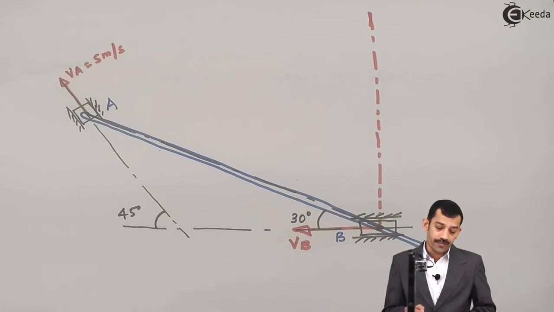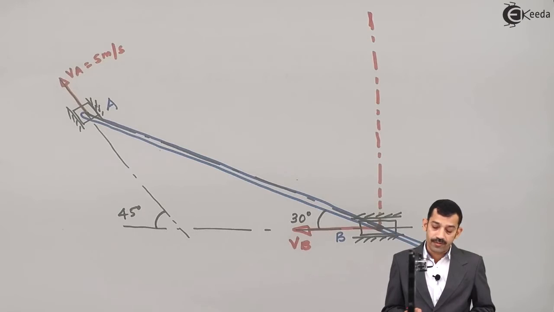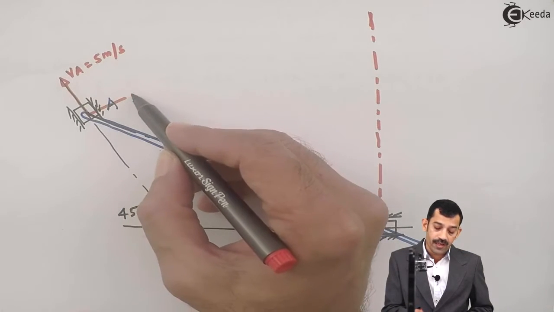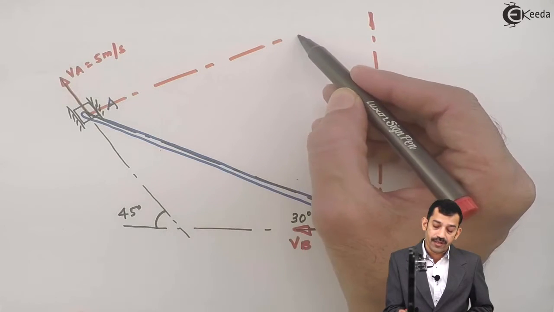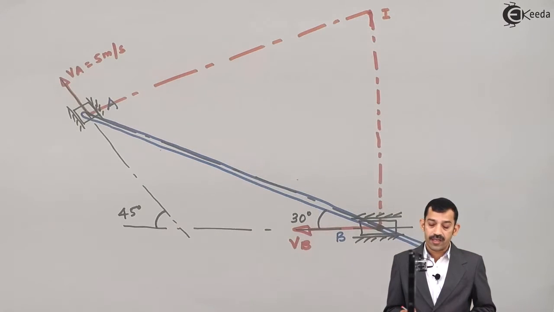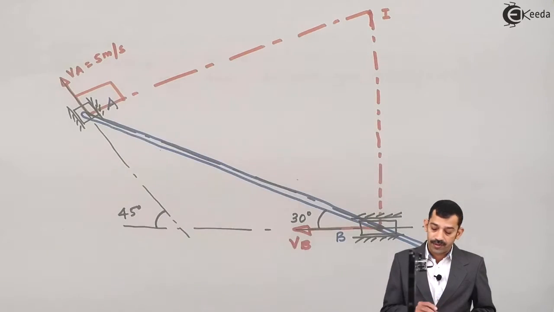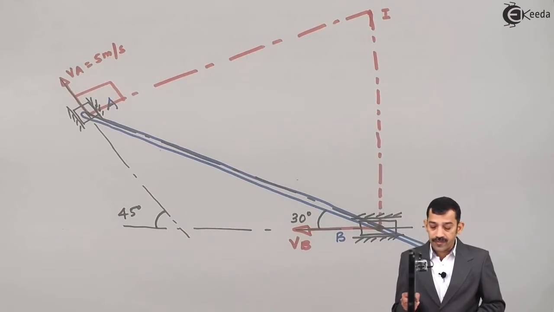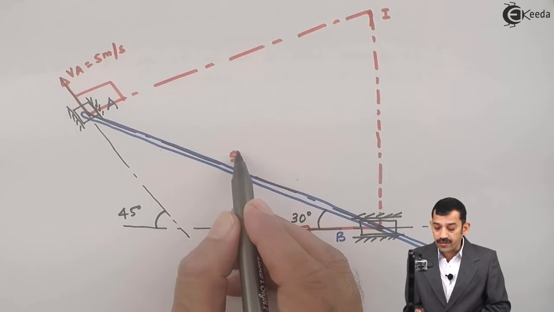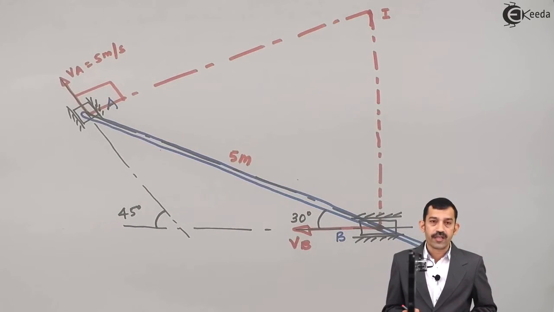Then perpendicular to VA: slider A slides along this path which is inclined at 45 degrees. From this point, if we draw a line which is perpendicular to VA, you will get the point of intersection here. This point is I. This is the instantaneous center of rotation, where this line is perpendicular to VA and this line is perpendicular to VB. Now the length AB is given in the problem, this one is 5 meters. Using this length and these inclinations, we'll try to find IA and IB.